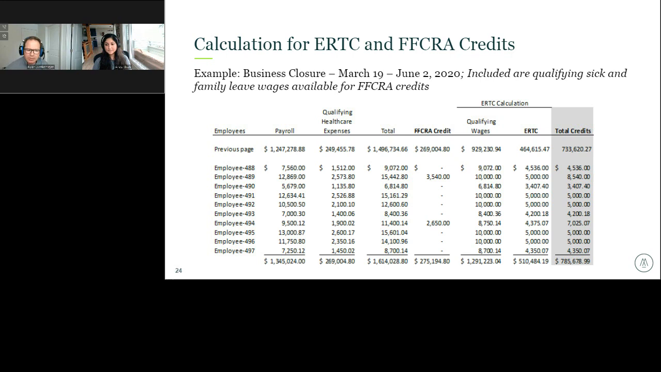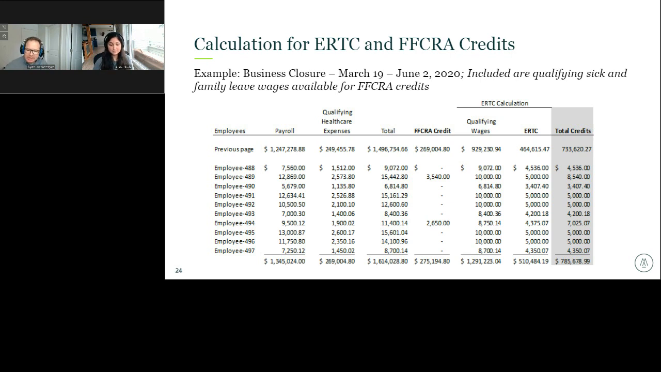In this example, another key point, you'll see the employees that we have here, we're barely below that 500 employee threshold. So again, in this particular example, the tribe is an eligible employer. So the payroll on the left part of this example, the payroll and qualifying healthcare expenses are exactly the same as the ERTC example. But now we're having to factor in the employees that had qualifying sick or family leave wages during that same time period, right, after April 1st.